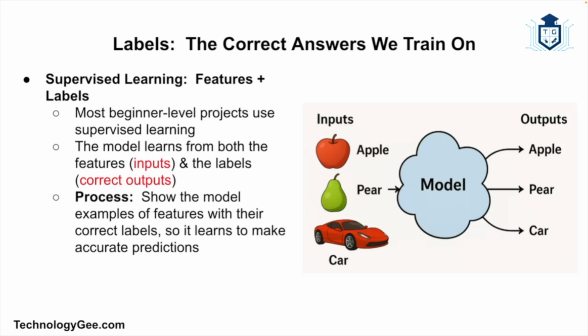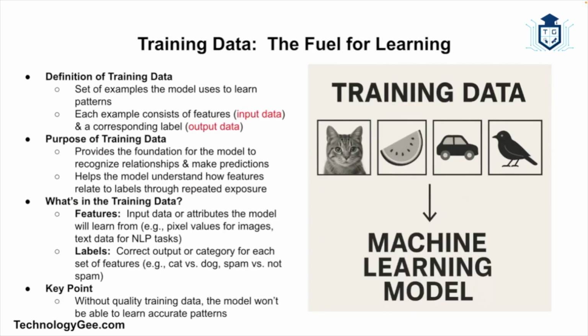You show the model examples and the correct labels, and it will learn to predict the labels from the features. All right, so let's talk about training data. So you've got the features or the input and your labels, which are the output. Now you need to connect the dots, and that's where the training data comes in. So exactly what is training data?